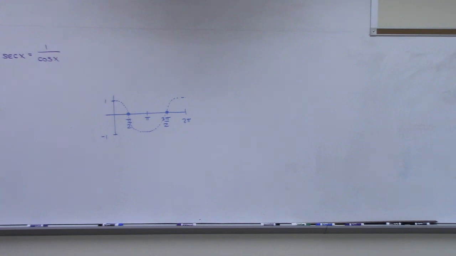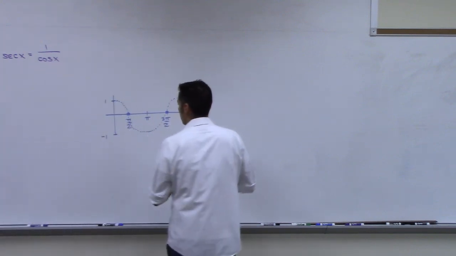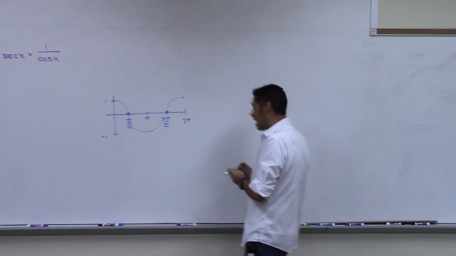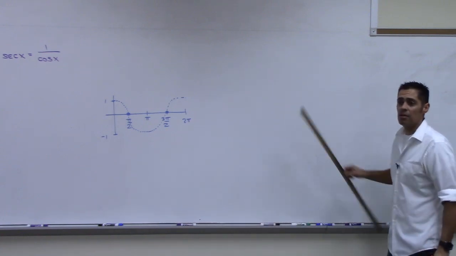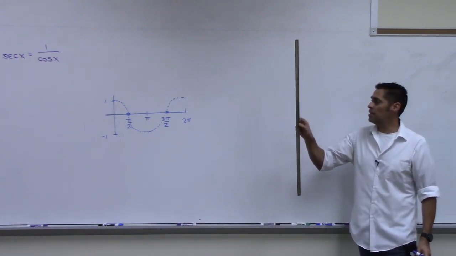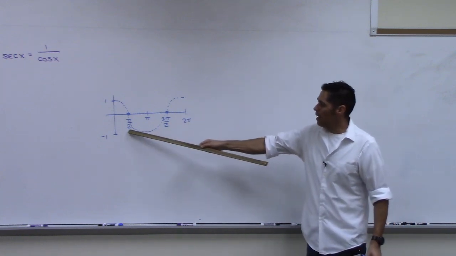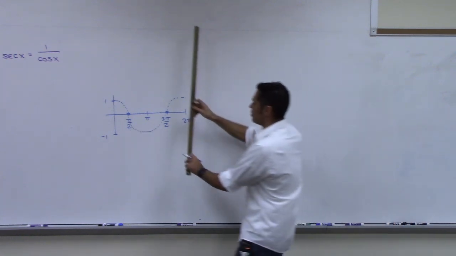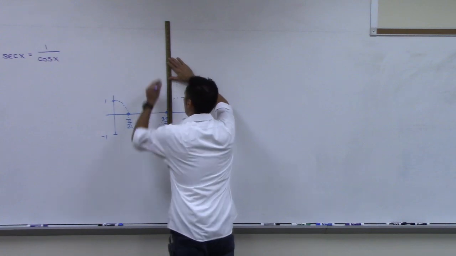So if you had to take a guess here as to how I would draw secant, what do you think I'm going to do? To start, what do you think I'm going to do? Okay, so you want me to put some points? You want to draw that? Okay, good. Let's start with the asymptotes. Where would the asymptotes be for this function? At pi over 2 and 3 pi over 2, right? So wherever I see those intercepts, I'm going to draw my asymptotes.